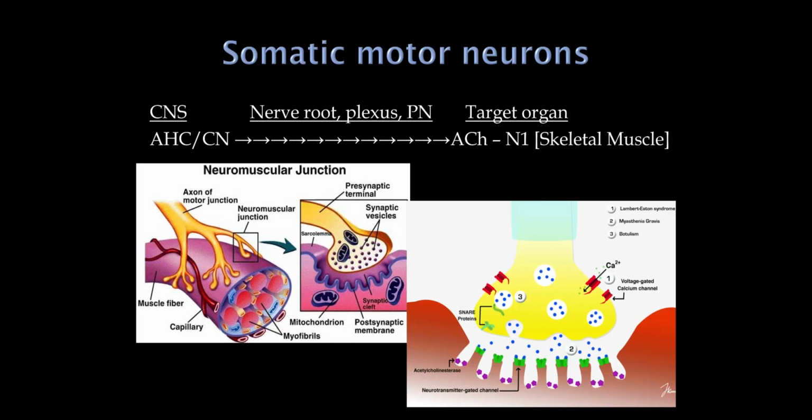And so last time we talked about the SNARE proteins that are necessary for the release of acetylcholine, and also how nothing happens unless we activate these voltage-gated calcium channels and have an influx of calcium.